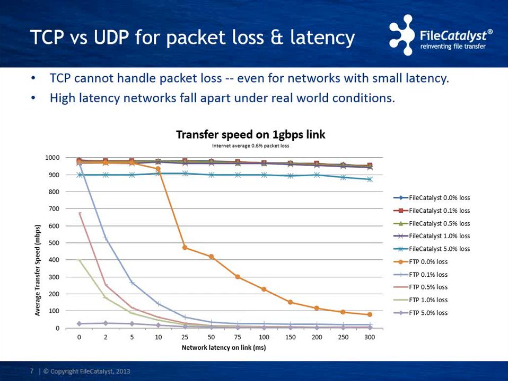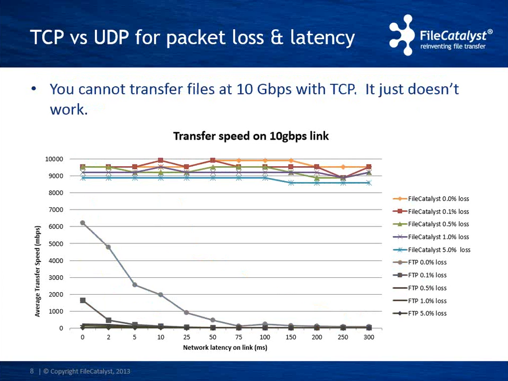The minute you start having packet loss, the protocol kind of stalls. It doesn't work. And it gets even worse. If you go to the next slide, at the faster speeds, essentially TCP doesn't even come out to play. As soon as you start getting a little bit of packet loss, you just cannot transfer using TCP over high-speed links. You need some other protocol.